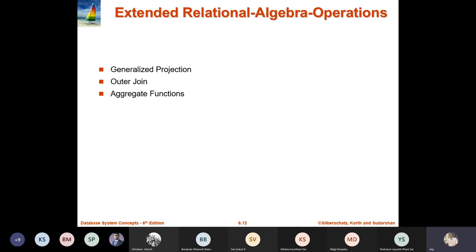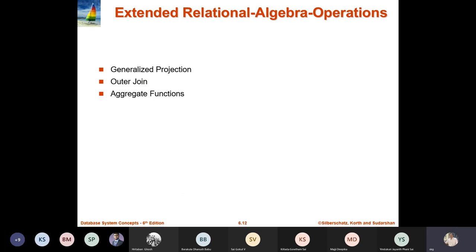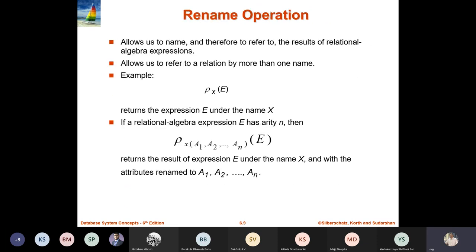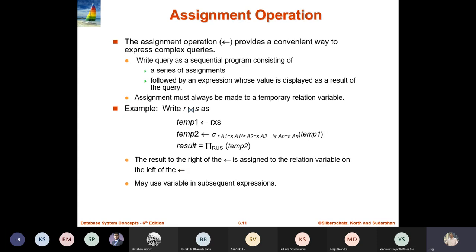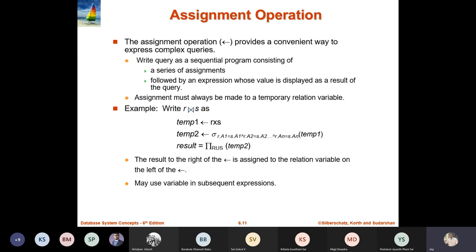What we see is that these are the basic operations, and we can do some of these with the expression, some of these formal operations, and then we have this assignment operation of taking an expression and assigning it temporarily to a relation, right? So this helps us in simplifying the whole operation, right? So here what we did is a natural join.